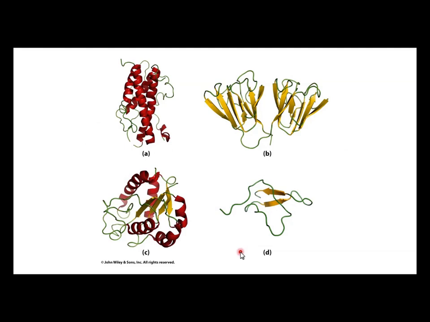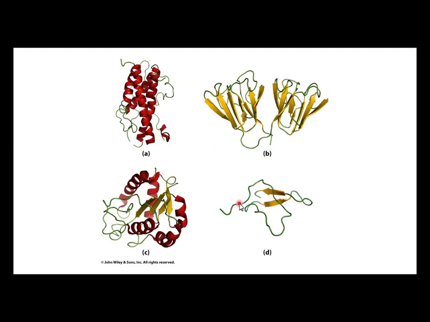Here are 4 more proteins, and I'd like you to pause the video and try to decide whether each one is mostly alpha helix, mostly beta sheet, a mixture of the two, or mostly irregular secondary structure.